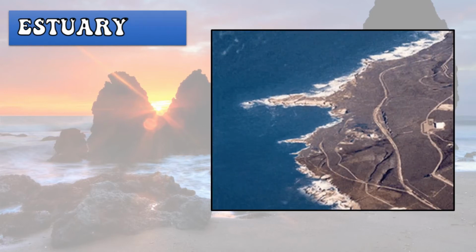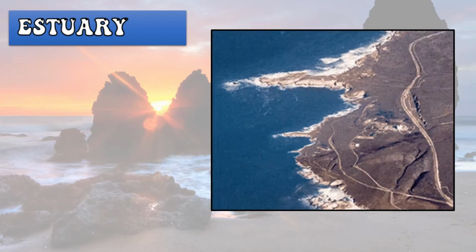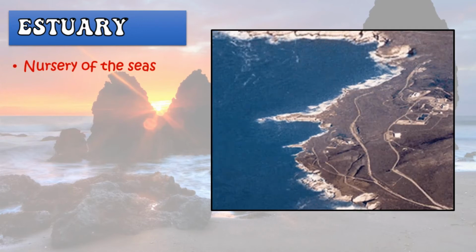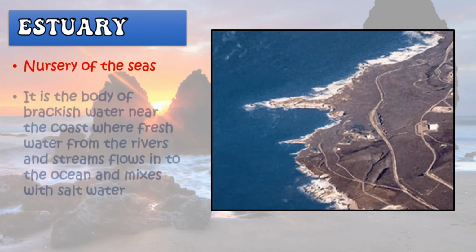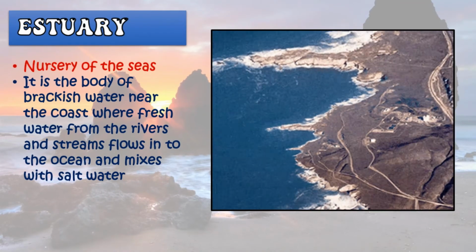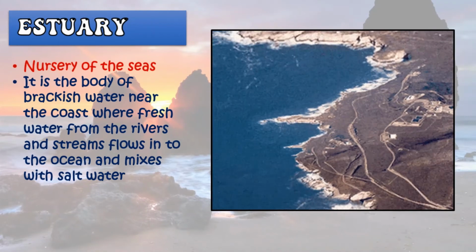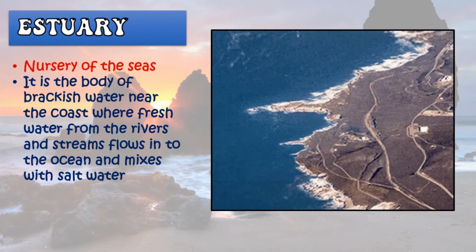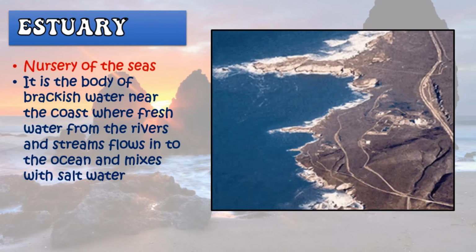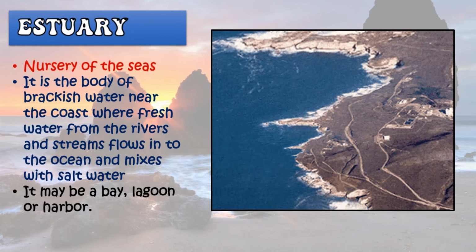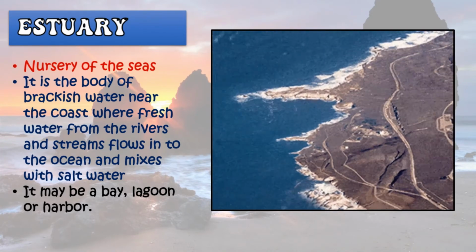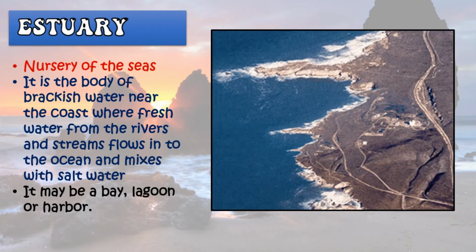Estuary. It is the nursery of the seas. It is the body of brackish water near the coast where fresh water from the rivers and streams flows into the ocean and mixes with salt water. It may be a bay, lagoon, or harbor. That is an estuary.